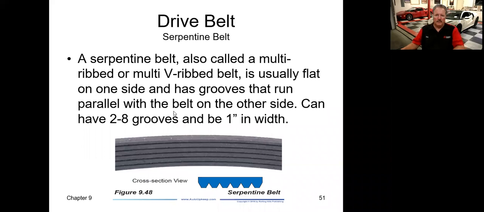A serpentine belt, also called a multi-rib belt, is usually flat on one side and has grooves that run parallel with the belt on the other side. It can have 2 to 8 grooves across, and can sometimes be at least 1 inch wide.